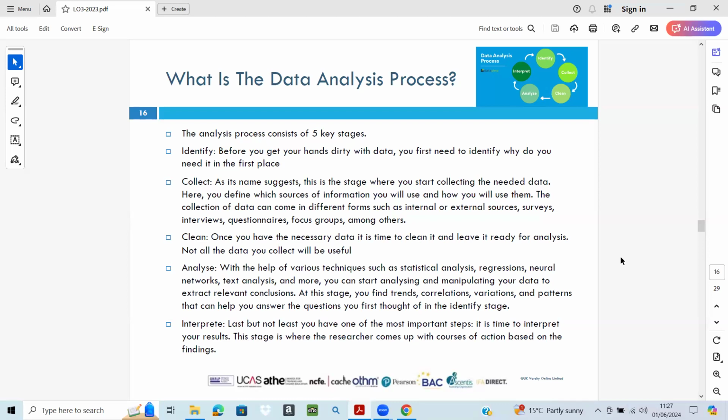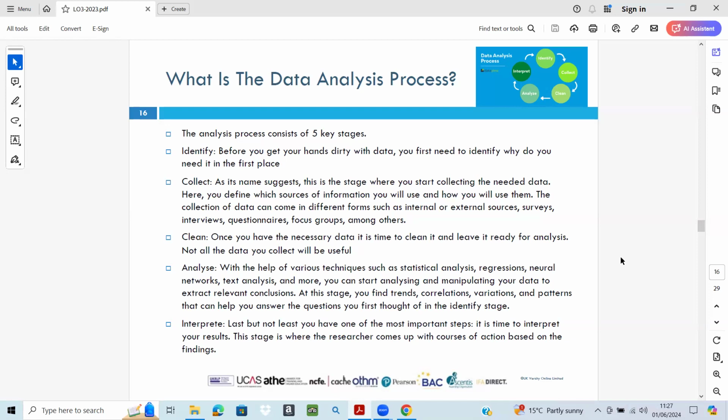For that one, we have insight interpretation. The final stage involves interpreting the results derived from analysis to derive actionable insights and recommendations. We have decision making as well. So based on the findings, formulate strategies, make informed decisions, and develop courses of action that are supported by the data-driven insights.